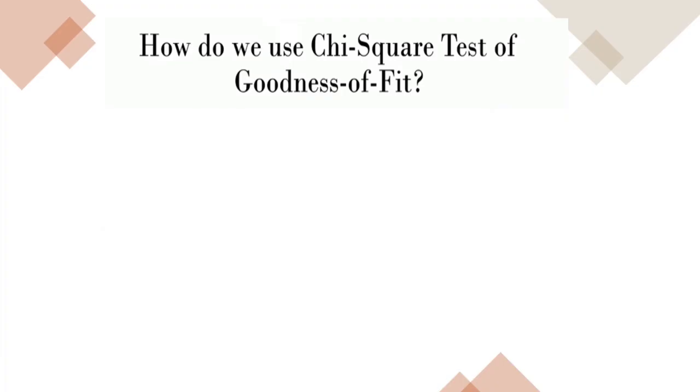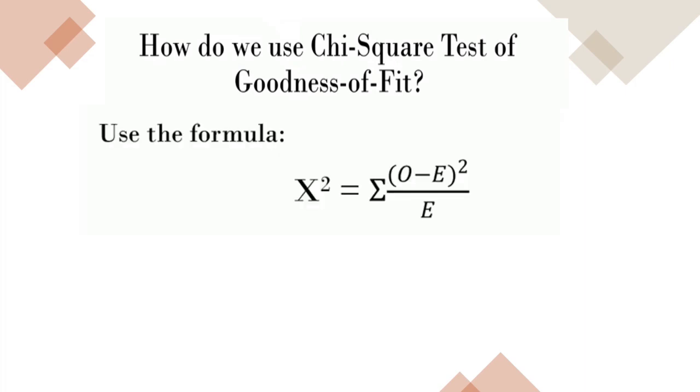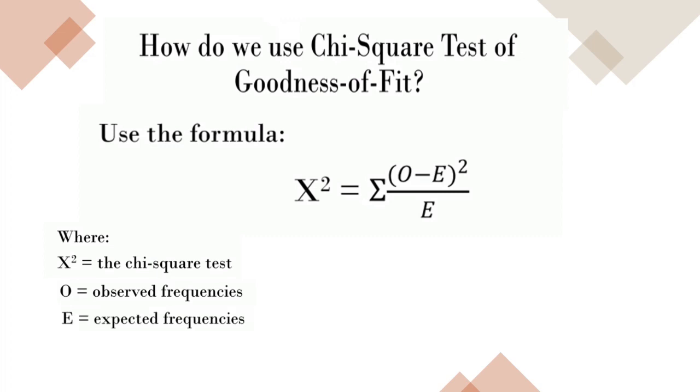How do we use the chi-square test of goodness of fit? Use the formula x squared is equal to the summation of the quantity O minus E squared divided by E, where x squared is the chi-square test, O is the observed frequencies, and E is the expected frequencies.